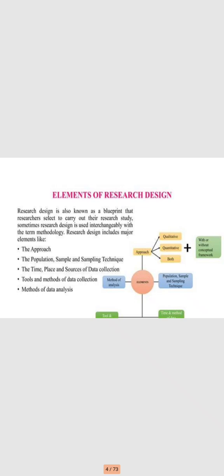So elements, first is approach. Approach can be divided into qualitative and quantitative, both with or without a conceptual framework. Next is method of analysis, then population, sample and sampling techniques, and tools, and time, and the methods used for the research study.